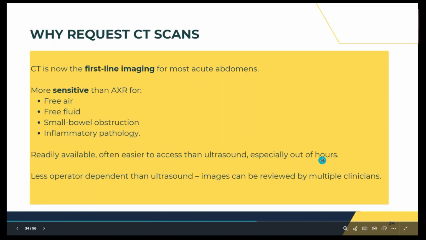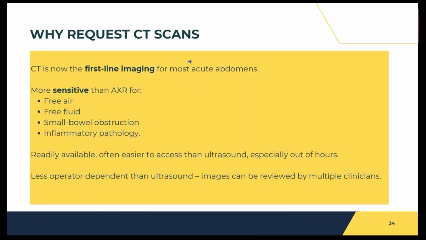So why do we request CT scans? As I mentioned before, this is now the first line imaging modality for most acute abdomens. Abdominal X-rays are useful in a very narrow range of scenarios, but a CT outperforms abdominal X-rays, as I mentioned before, for free air, free fluid, and small bowel obstruction. It can also show signs of ischemia.